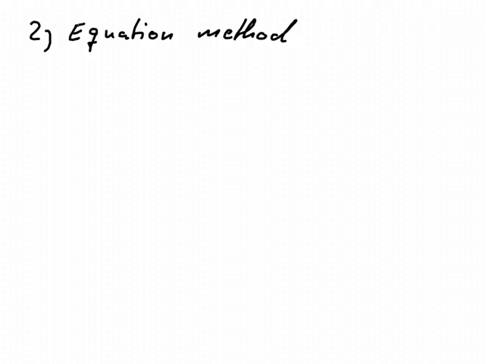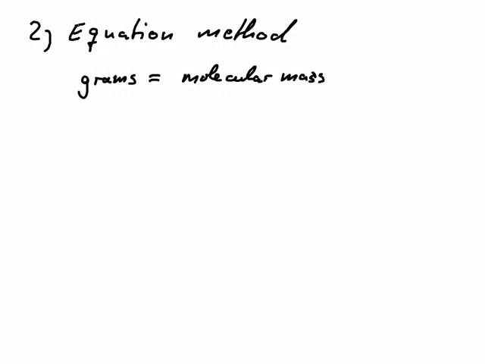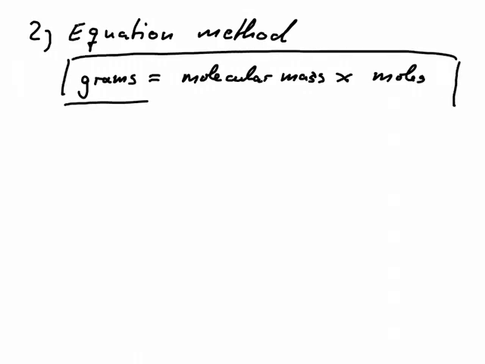The second method that you can use to calculate the number of grams would be the equation method. And again, this is a method that is taught very often in schools, which basically uses an equation. And of course, you need to know this equation. So the equation would be the amount of grams equals the molecular mass times the number of moles. So that is the equation, and you find that sometimes in textbooks.